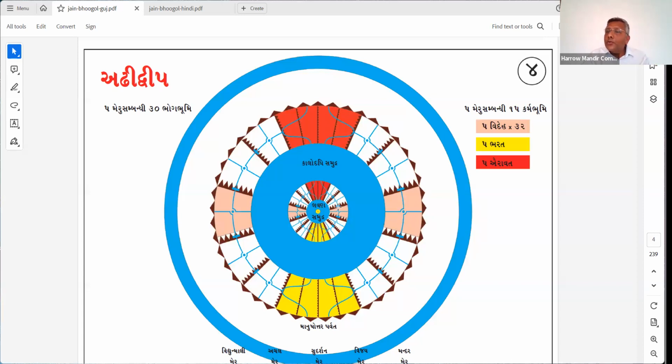Right at the center is the Jambudweep, and then we have Dhatki Khand. Okay, so let me ask another question: what is the difference in shape between the Jambudweep and the Dhatki Khand? Is there any difference or no difference in the shape? What's the difference? Somebody else apart from Javish and Aaron. Anyone else? I can only see two people. Arvi.